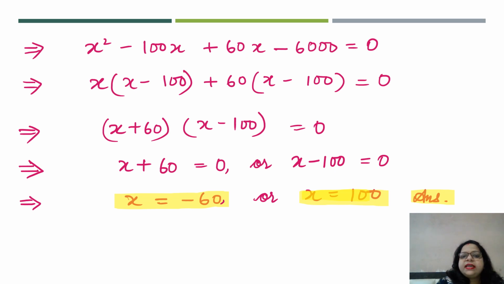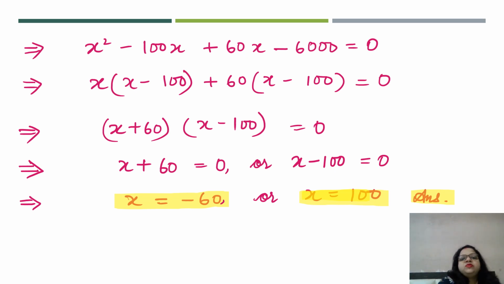x square minus 100x plus 60x minus 6,000 equal to 0. x into x minus 100, plus 60 into x minus 100 is equal to 0. x plus 60 into x minus 100 is equal to 0. x plus 60 is equal to 0, or x minus 100 is equal to 0. Therefore, x is equal to minus 60 or x is equal to 100, and that is the answer. Children, I hope you have understood this.